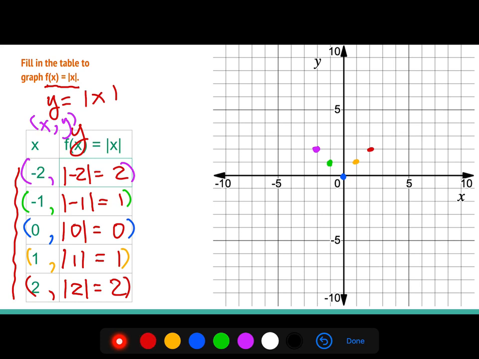And I'm going to connect those dots with a nice, beautiful line. And remember, these things go forever and ever and ever, so we put arrows at the ends. That's the absolute value function. Basically, it is V-shaped, where it starts right here at the tip on the origin, its little vertex there, and goes up forever.